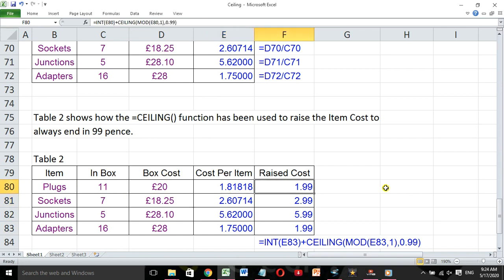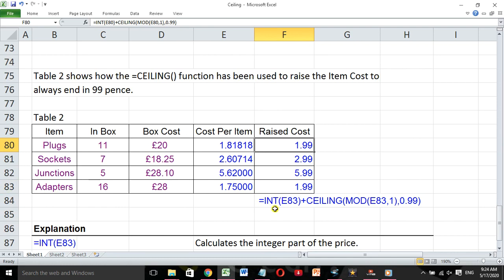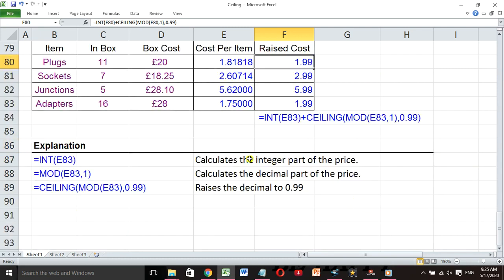What is the formula? Equal to INT within brackets E80, bracket close, plus CEILING within brackets MOD. Then again you start the bracket E80, comma 1, bracket close, comma 0.99, all brackets close. So these are the answers. Write down this formula.